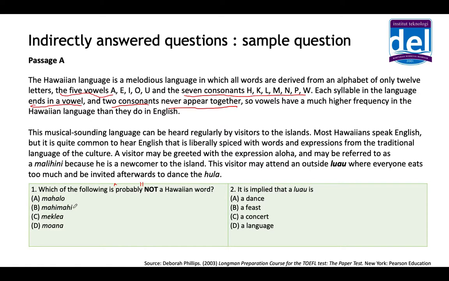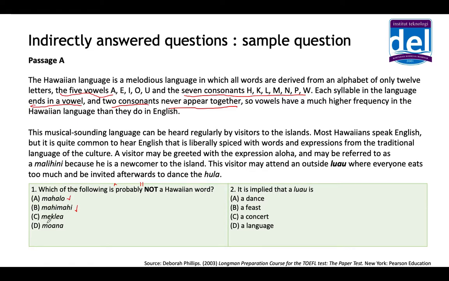So we can check the options one by one. For option A, it says mahalo. If we try to match mahalo with these characteristics, it ends in a vowel, and 2 consonants never appear together. So the characteristics match this word. And what about option B? Mahi mahi ends in a vowel as well, and there are no 2 consonants appearing together here.